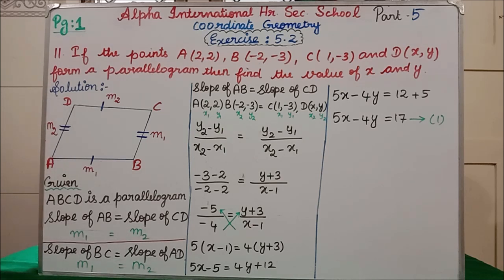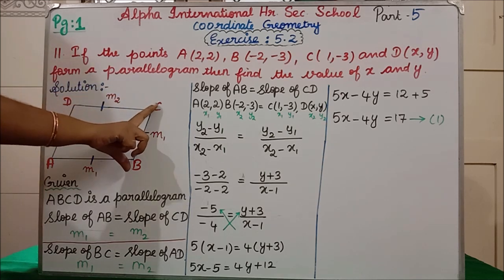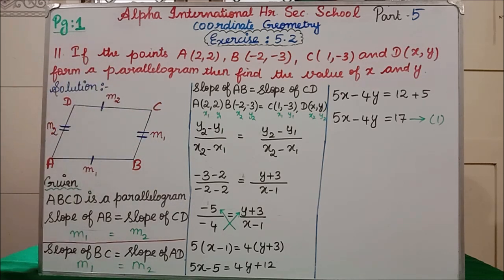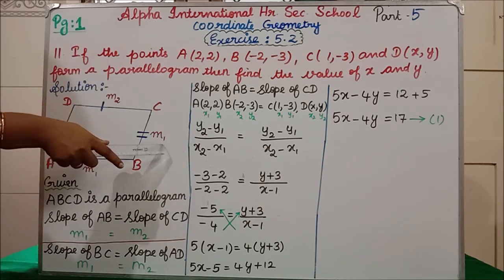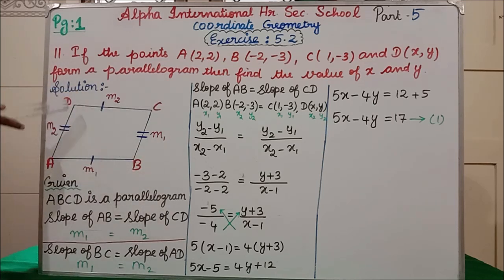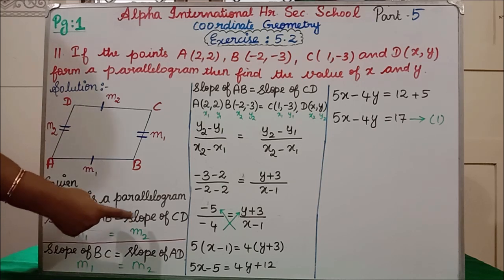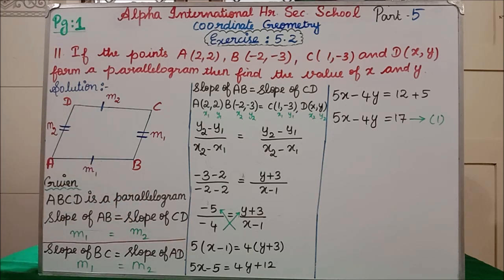Next, the other two sides: slope of BC is equal to slope of AD. Again here, the slope of BC is m1 and the slope of AD is m2. Clear? First we are going to solve slope of AB is equal to slope of CD. Students, this 7th question will come in 2 pages. So I have written the page number here. This is your page number 1. Clear? Now we are going to solve it.